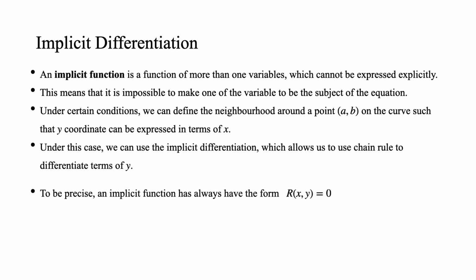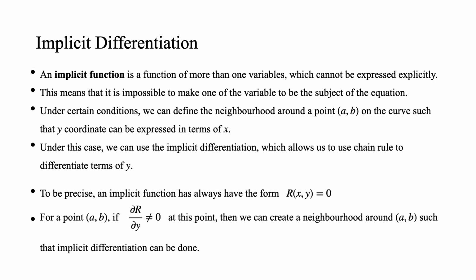For an implicit function in the form r of x, y equals 0, in order to create a neighborhood around a point on the curve, and hence use implicit differentiation, the partial derivative of r with respect to y must be non-zero at this point. This is a good way to end this video.